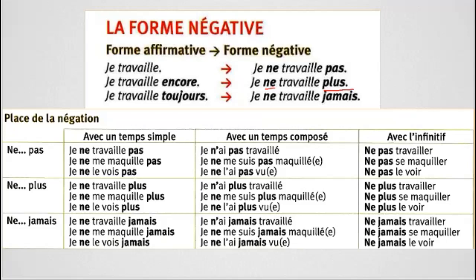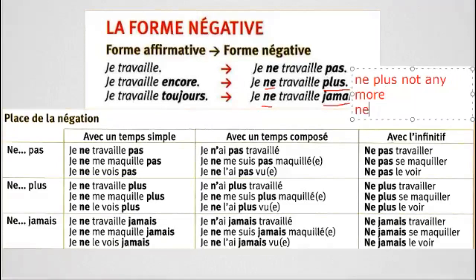Ne plus. And we can also say, I always work, je travaille toujours. So the negation will be I never work. Ne jamais means never. I can write the translation here. Ne plus means not anymore, and ne jamais means never.